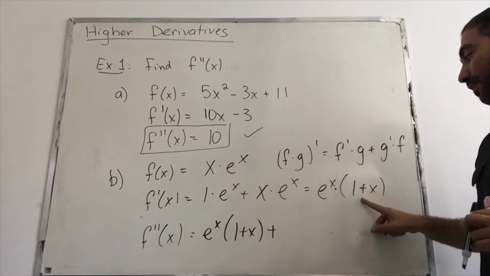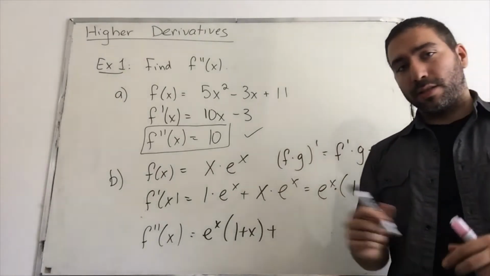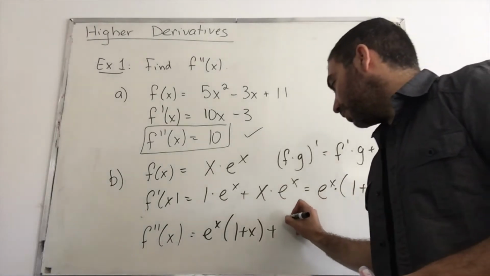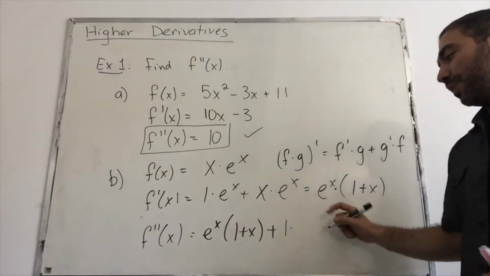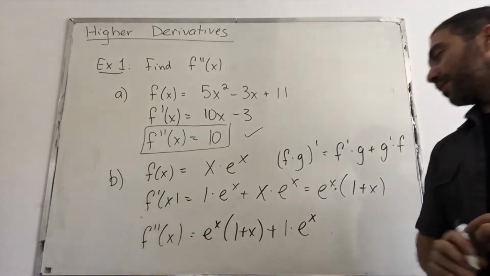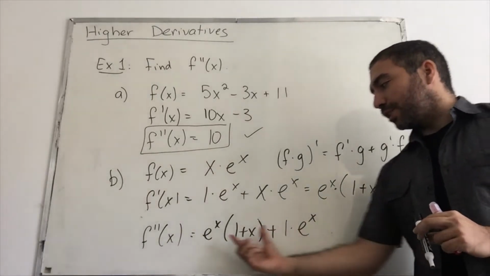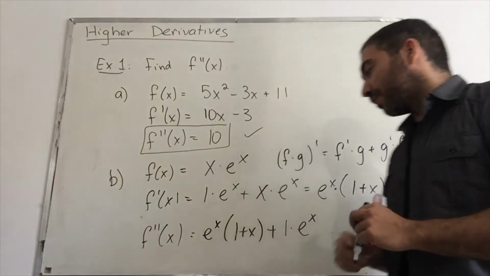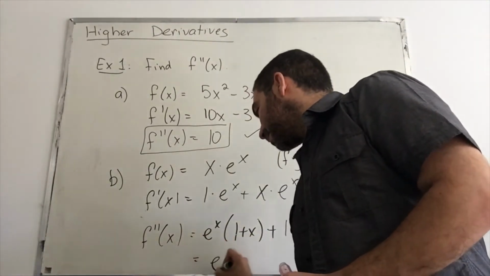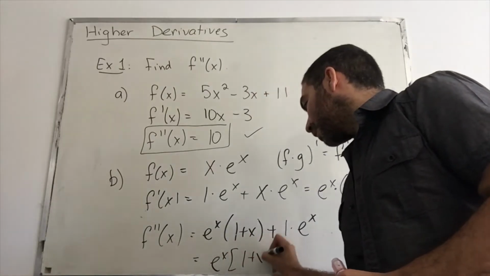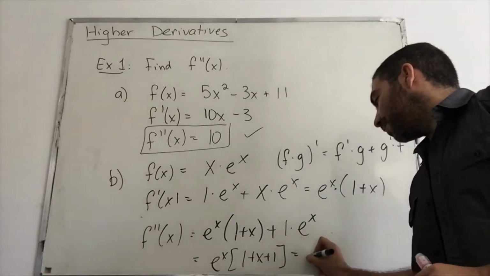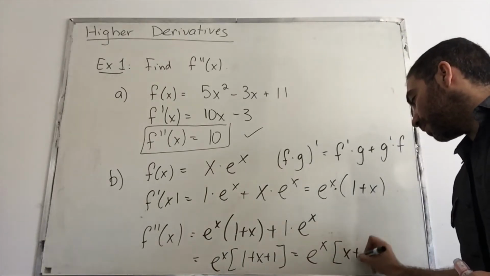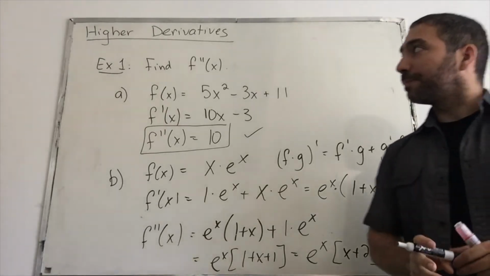The derivative of the second function, so the derivative of 1 plus x, is just 1, because the derivative of 1 is 0 and the derivative of x is just 1, times, and then the second function we leave, e to the x. Okay, so at this stage here, we can leave our answer. The derivative is correct. If it says to simplify, here we could factor out an e to the x, leaving us with 1 plus x plus 1. And this could be written as e to the x, square brackets, 1 plus 1 is 2, so x plus 2. And this is the final answer.